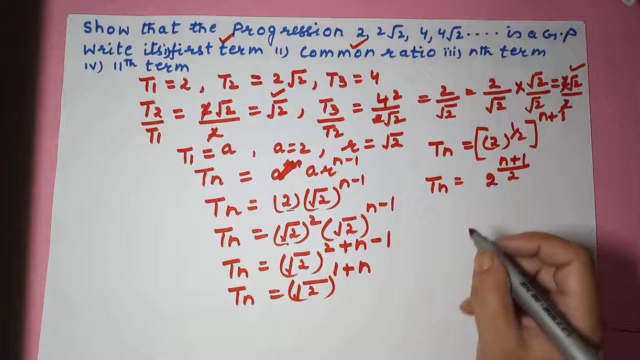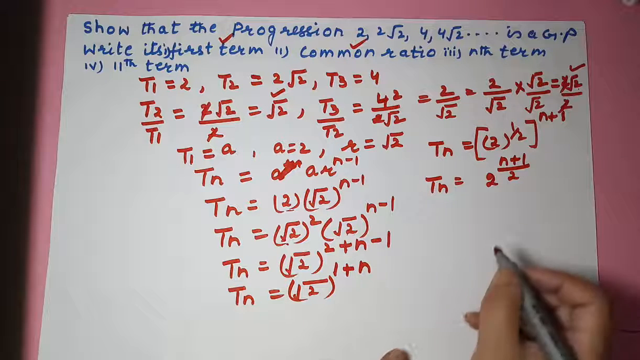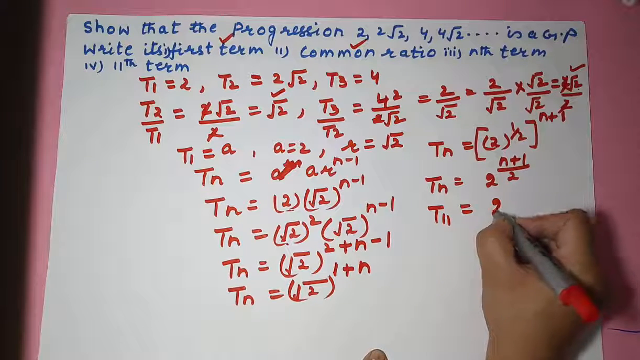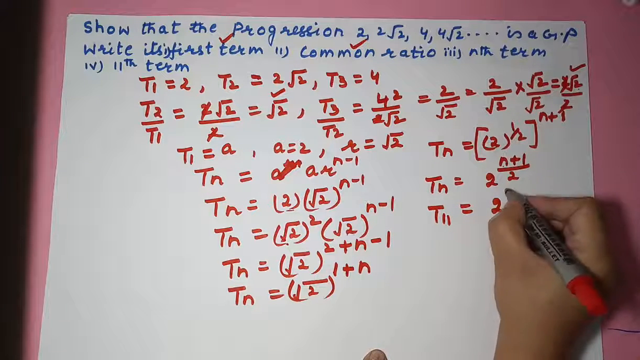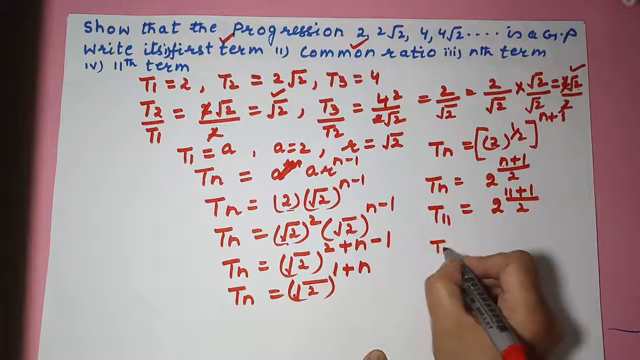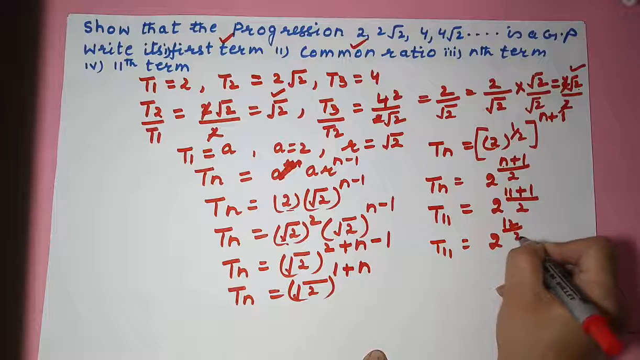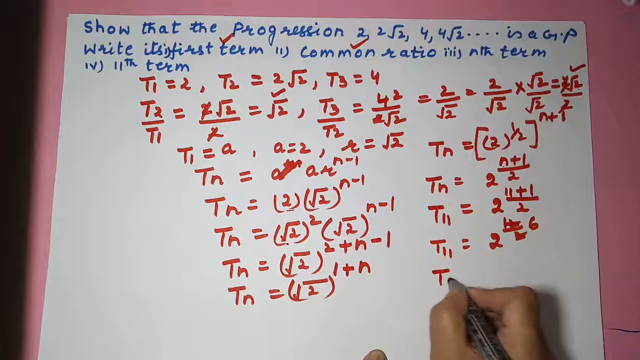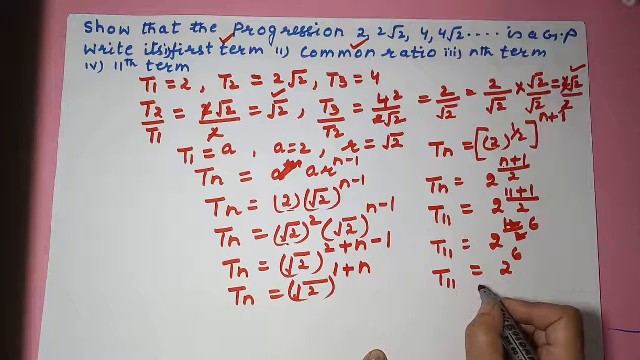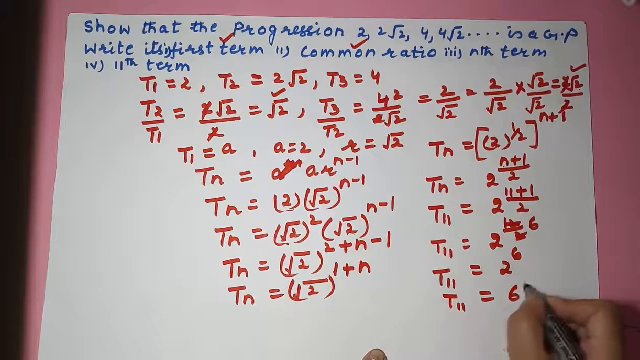Now he wants me to calculate the 11th term. How do I calculate the 11th term? I have T11 equal to 2 raised to n plus 1 upon 2. I will put 11 here in place of n. So T11 is equal to 2 raised to 12 upon 2, which is 2 raised to 6. How much is 2 raised to 6? That is 64. So T11 is 64.